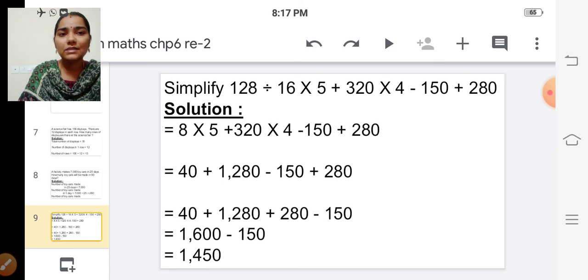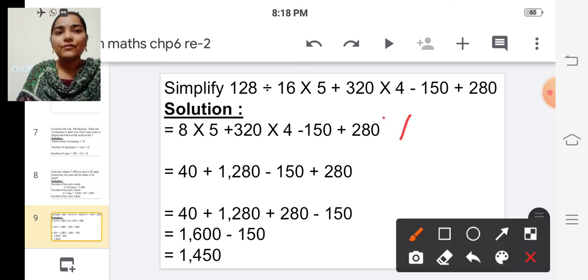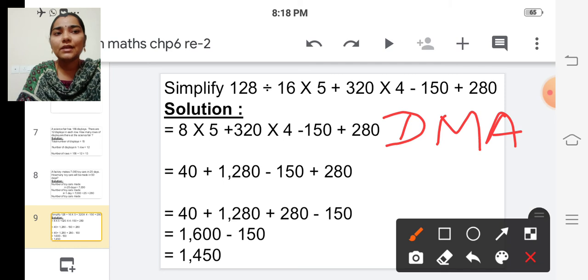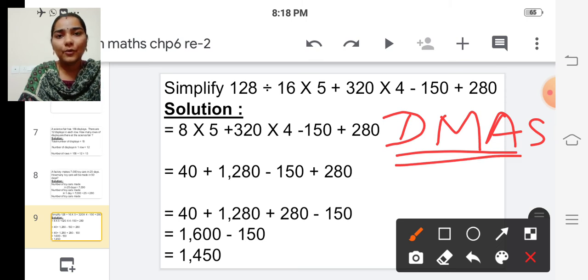128 divided by 16 into 5 plus 320 into 4 minus 150 plus 280. So first we have to finish the division. For the first step we have to finish the division and then multiplication. And then addition and subtraction. So in this order we have to solve this problem.